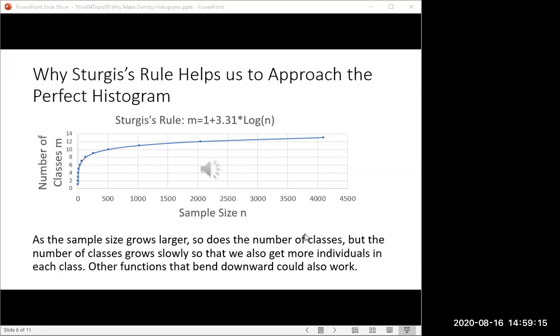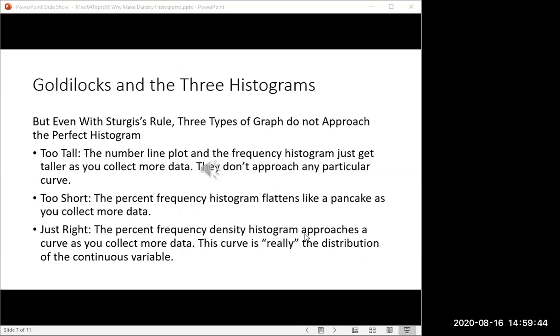Sturgis had some reasons from information theory why he thought you could get more information out of your graph if you go with a logarithmic rule like this. But all of this should be regarded as Sturgis's suggestion rather than Sturgis's rule, because many schemes could achieve the basic purpose just as well. But Sturgis's rule does not solve all of our problems about trying to make the perfect histogram.